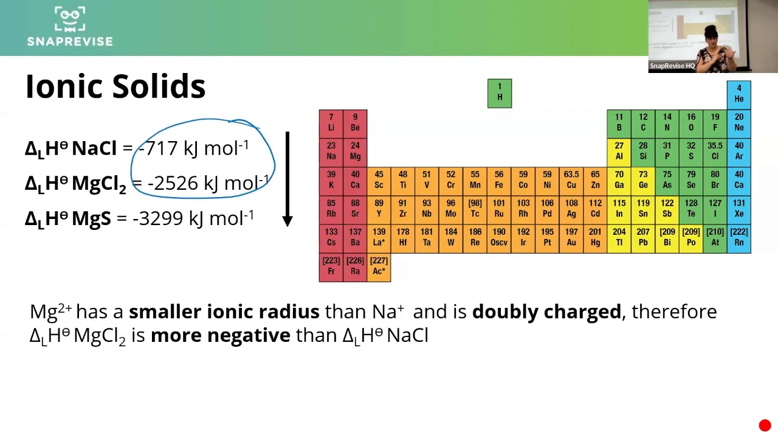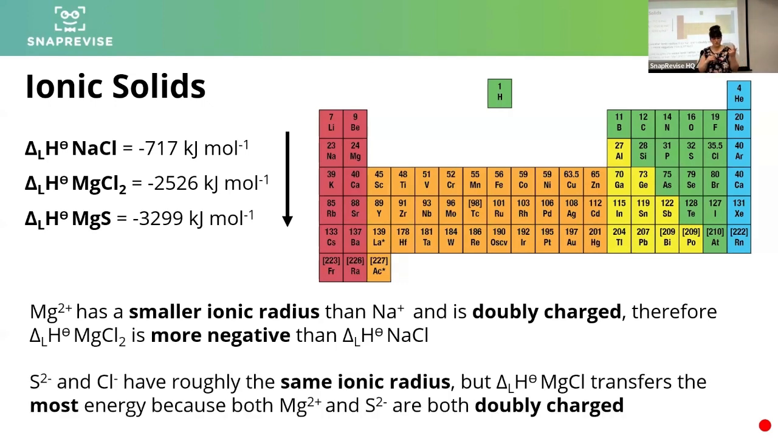If you compare sodium chloride to magnesium chloride, the only thing that's changed is the sodium versus magnesium. So you've got more doubly charged and a smaller ion. So you're going to get a much greater, that's why we've got a significantly greater exothermic value for enthalpy change of formation there. What about if we compare magnesium chloride to magnesium sulfide? So again, the only thing that's changed here is chloride versus sulfide. So what will that do? How will that make a difference?